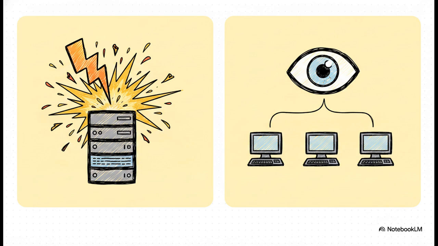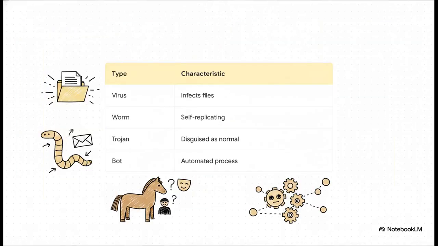Passive attacks, on the other hand, just silently monitor system information without affecting resources. A perfect example of this is packet sniffing, where an attacker quietly captures data as it moves across a network. You might not even know they're there. Now, malware, or malicious software, is guaranteed to show up on your test. Let's break down the heavy hitters.